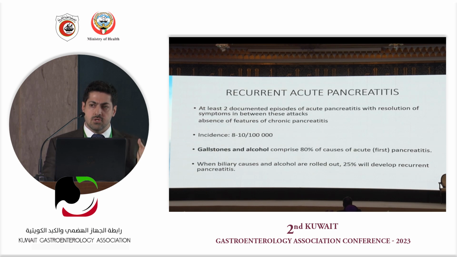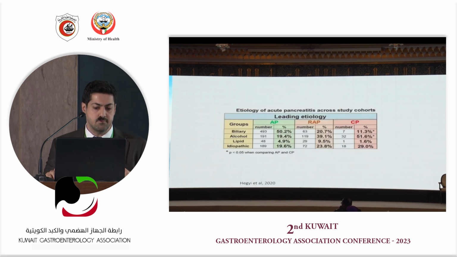So to start defining recurrent acute pancreatitis, you need at least 2 documented episodes of acute pancreatitis with resolution of symptoms in between these attacks. This is conditional on the absence of features of chronic pancreatitis. The incidence of recurrent pancreatitis is about 8 to 10 per 100,000. And as we all know, alcohol and gallstones comprise 80% of causes of the first attack of acute pancreatitis. When biliary and alcohol causes were ruled out, about 25% will continue to have recurrent pancreatitis. And this is the aim of this presentation.